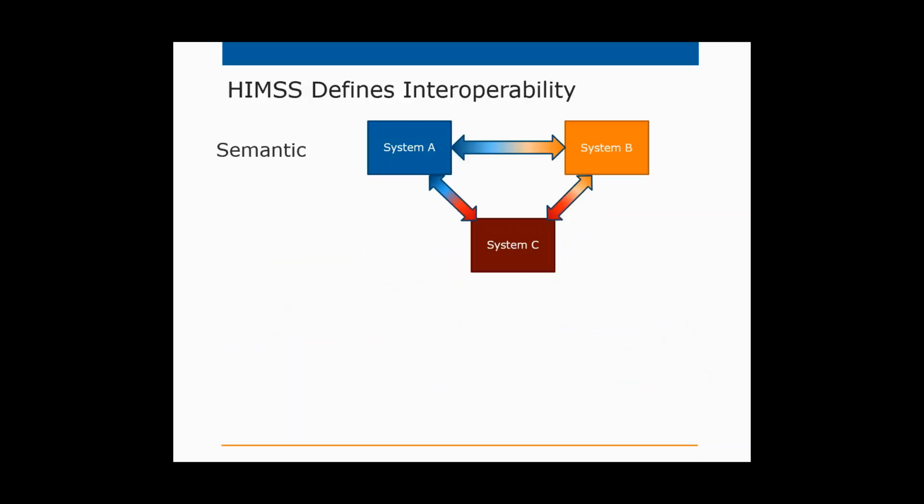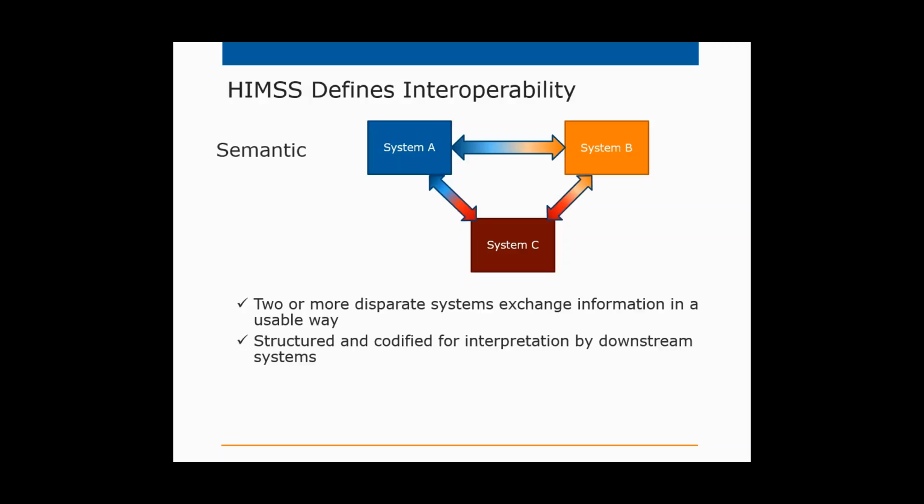The next type is semantic interoperability, and this is kind of the holy grail here. This is what we're all working toward, is semantic interoperability. And this picture is the most basic, so when we talk about this graphic, we're going to elaborate on this as we move along. What semantic interoperability really is, is 2 or more disparate systems that are able to exchange information in a way that's usable, and it's structured and codified for interpretation by the recipients, and it supports electronic exchange of patient summary information.